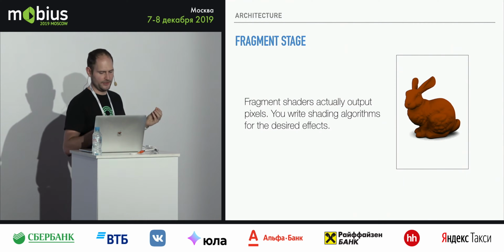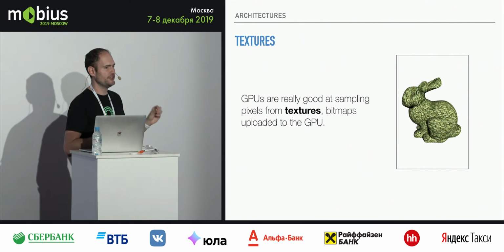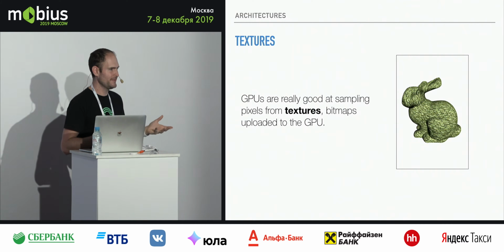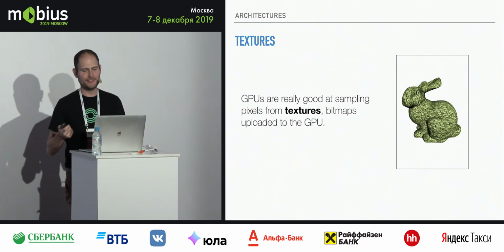Now, I should say that in the vertex stage, your shaders actually run once for every vertex in your 3D model. In our case, it'll be run 4 times.